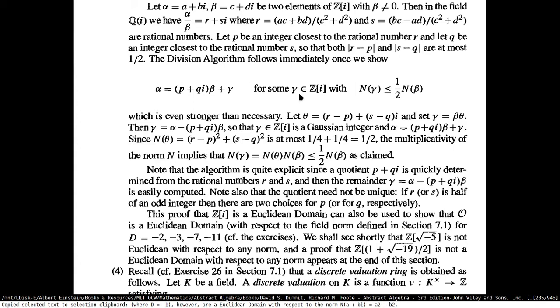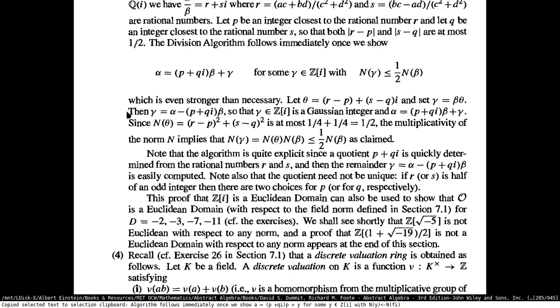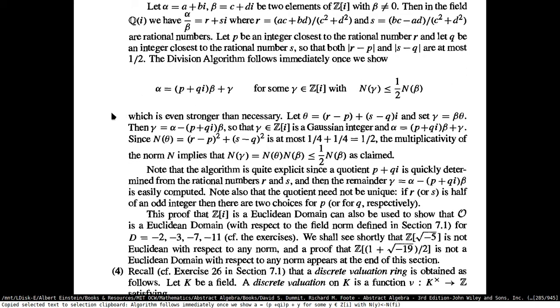So you need this gamma and this p and q so that you can write alpha in terms of this, which is more than necessary for us to show that Z[i] is Euclidean. So you take something called theta to be (r minus p) plus (s minus q)i, right? And gamma is equal to beta times theta. So gamma is again an element of Z[i], that is beta times theta. So theta is in Z[i] too.